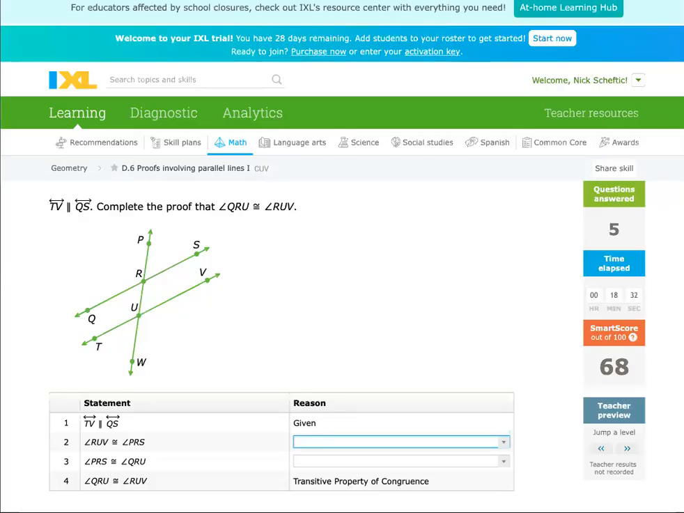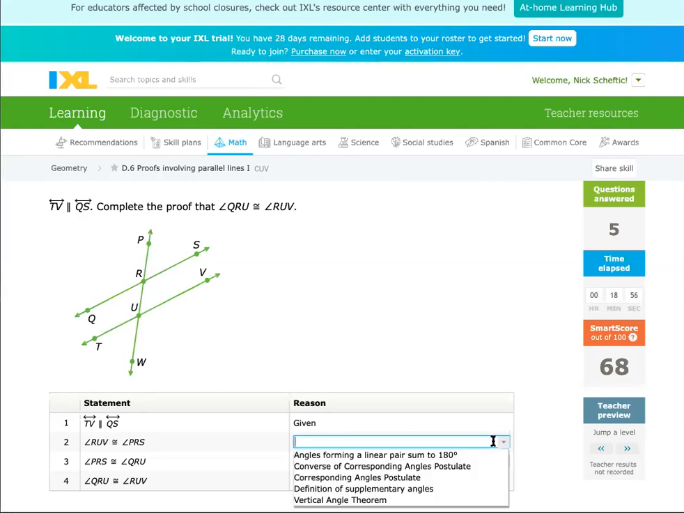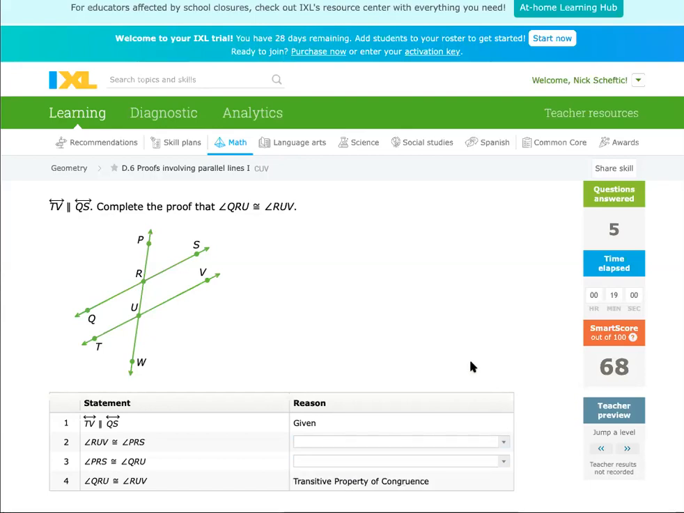This one, TV is parallel to QS. That's the given statement. RUV is congruent to PRS. The reason unknown yet. PRS is congruent to QRU, and then QRU is going to be congruent with RUV. All right, so let's look through this one. They give us these choices here, and this one they give us these choices. So let me just pause and fill out the blank.